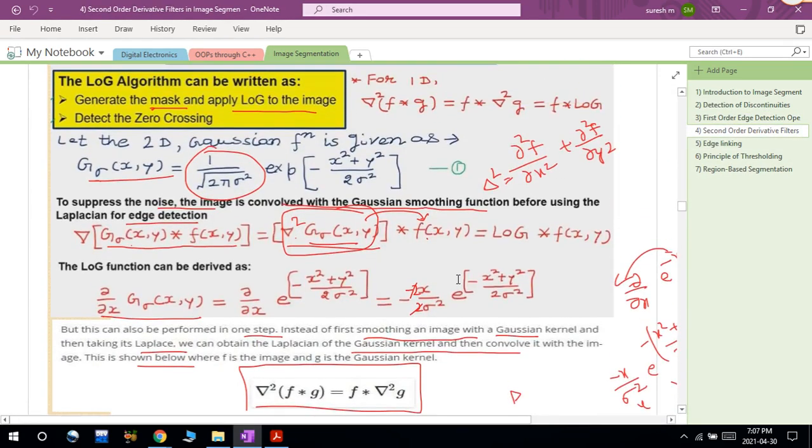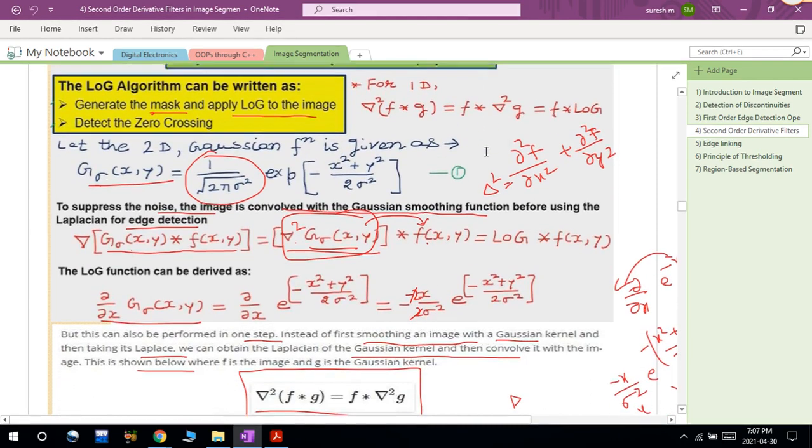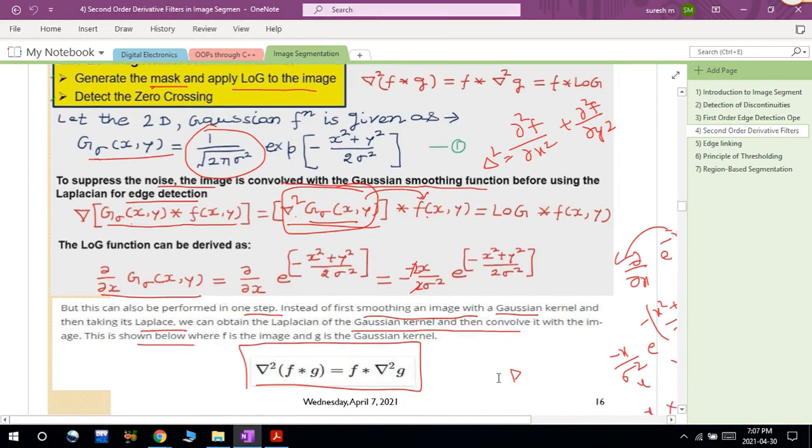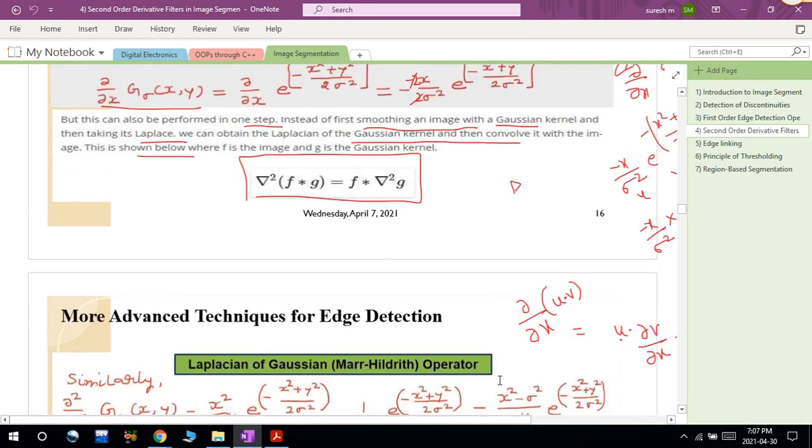In the previous class, we have seen the Laplacian of Gaussian, in which we apply the Laplacian. Whenever I talk about the Laplacian, that is nothing but I am finding ∂²f/∂x², that is the second order derivative. So here, first I will convolve the image with the Gaussian operator, later I will find the Laplacian. That is one method. Or otherwise, I will do the Laplacian operator on the Gaussian image.